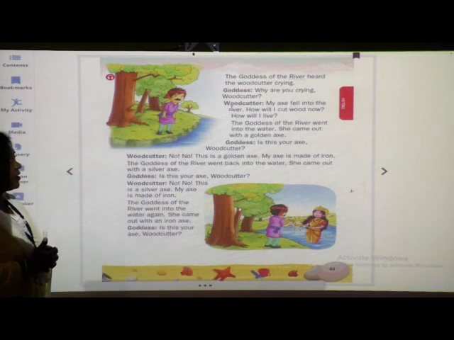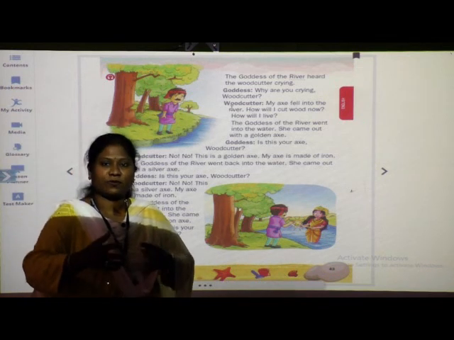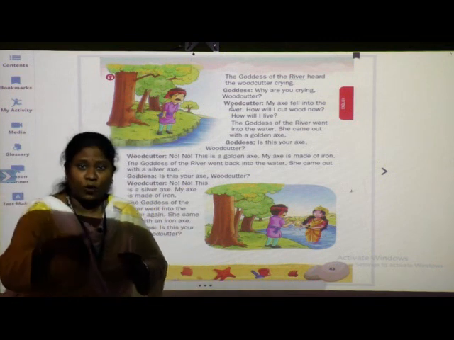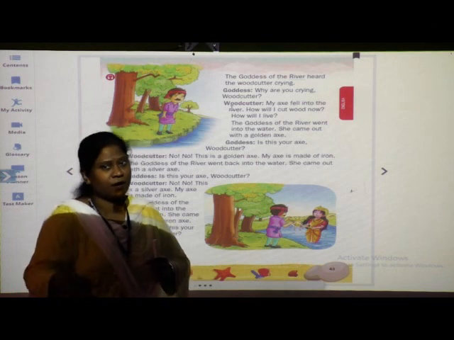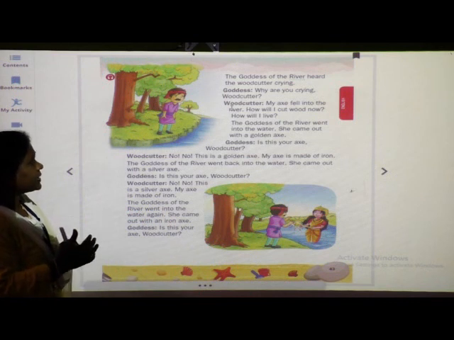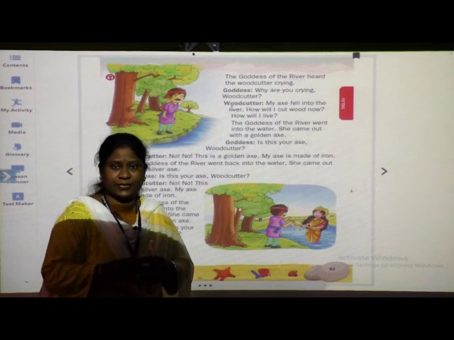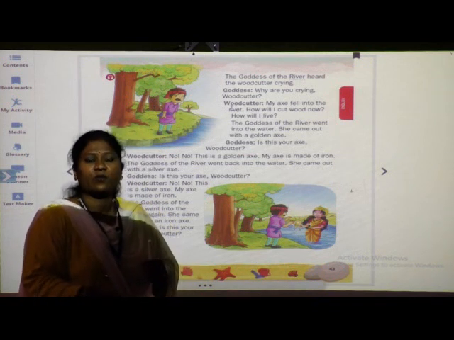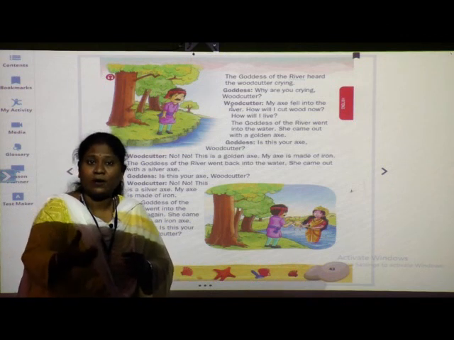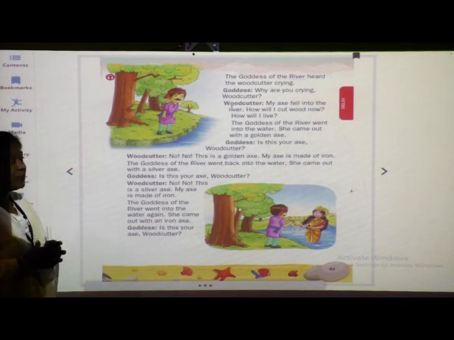The goddess of the river went into the water. When she came up, she had heard the poor woodcutter's story, and she went into the river. When she went into the river, she brought one golden axe. "Is this your axe, woodcutter?"